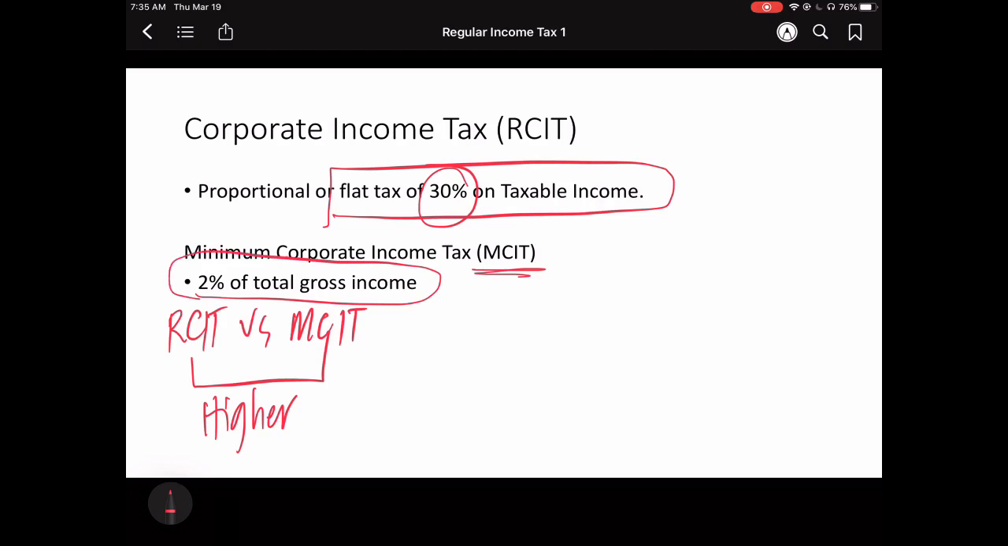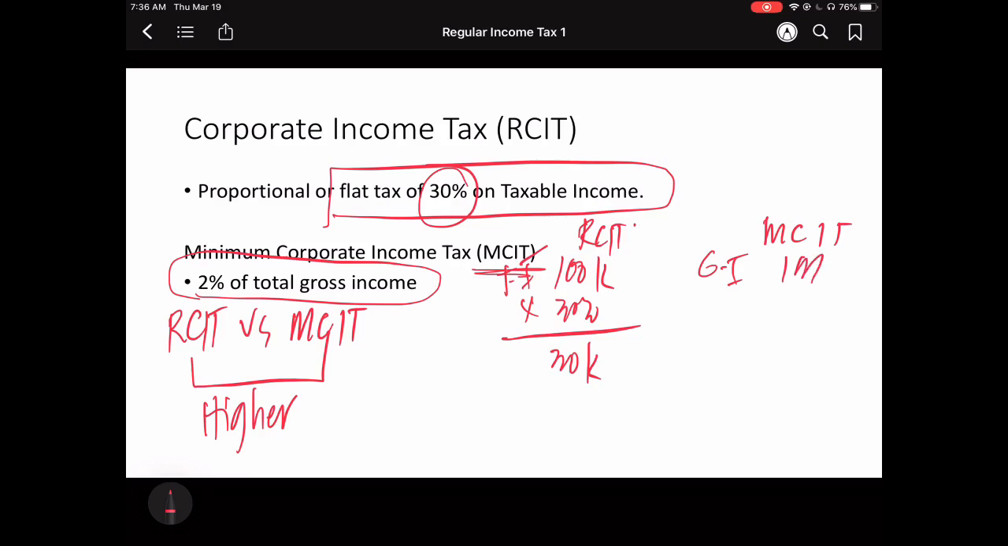Now to quantify it and understand it more deeply, here is an illustrative example. We have here RCIT and MCIT. For example, the taxable income is 100,000. Times 30%, that is 30,000. For example, the gross income is 1 million. So 2% of 1 million is just 20,000. So here, what you pay is 30,000, because the RCIT is higher than the MCIT.